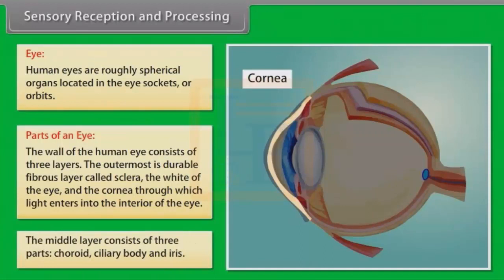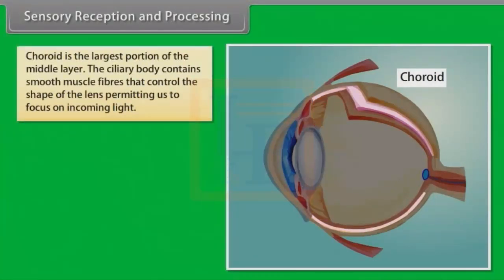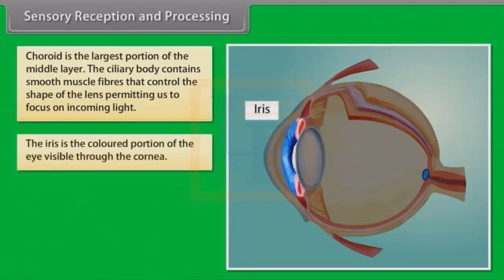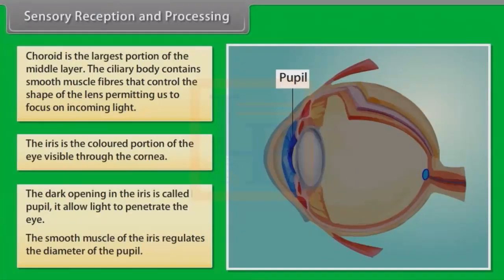The middle layer consists of three parts: choroid, ciliary body, and iris. The choroid is the largest portion of the middle layer. The ciliary body contains smooth muscle fibers that control the shape of the lens, permitting us to focus on incoming light. The iris is the colored portion of the eye visible through the cornea. The dark opening in the iris is called the pupil. It allows light to penetrate the eye. The smooth muscles of the iris regulate the diameter of the pupil.